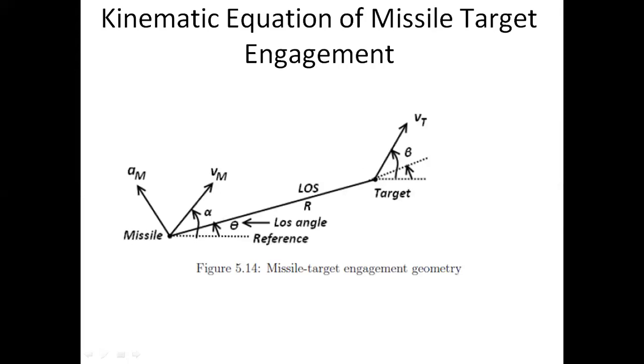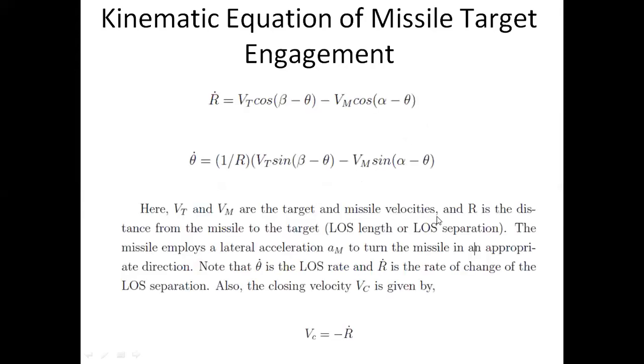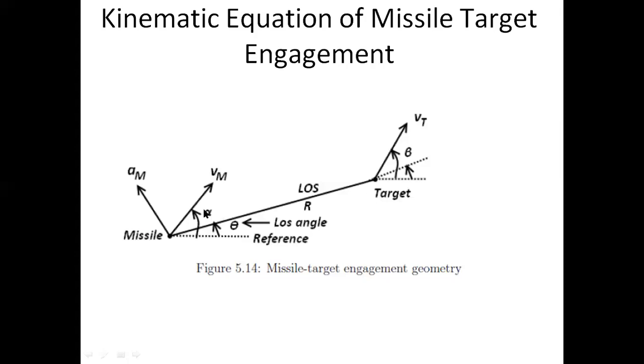So here is one missile target engagement geometry. Like this kind of numerical we already solved. Here one missile is represented by a point mass system. The target is also represented by a point mass system. There is a reference line, or the head of the missile. The angle between the line of sight and the reference line is theta. Similarly, the angle between... here the velocity vector of the missile is at alpha.